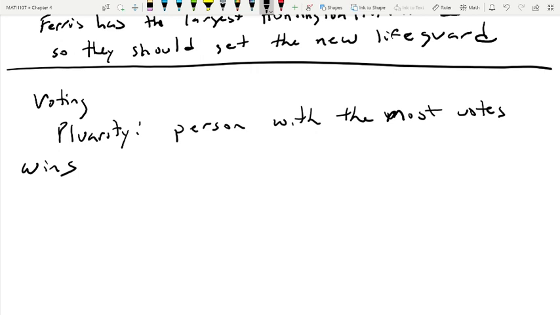If you have 3 people or more running, you could have somebody who wins the election but does not necessarily have a majority. So if you have more than 2, they won't necessarily have to have a majority to win.